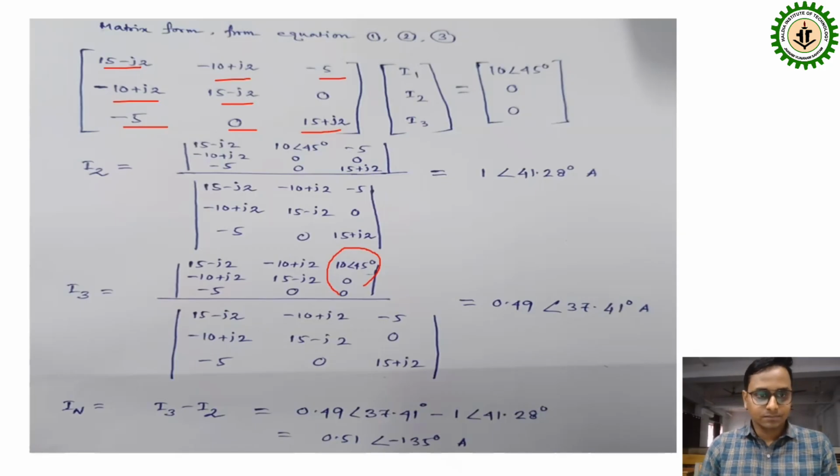Similarly, for I3, I can get these values. The Norton's current is equal to I3 minus I2. So this is the polar form. Again, you need to convert the polar form into rectangular form. To convert from polar to rectangular, you just do it using the calculator. For rectangular, you just press rectangular. To do that, you press shift, then this gives REC, rectangular.